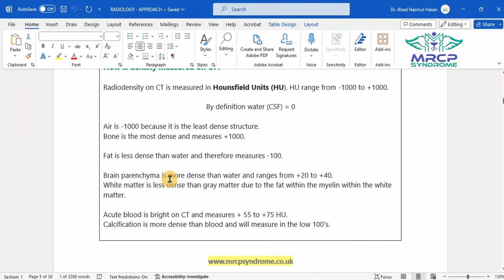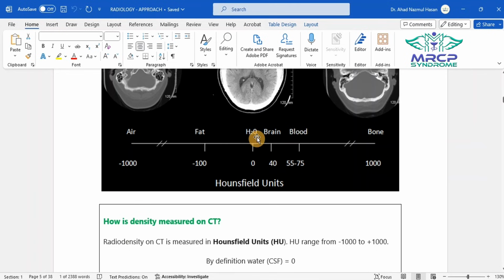Brain parenchyma is more dense than water and ranges from +20 to +40. White matter is less dense than gray matter due to the fat within the myelin. Acute blood is bright on CT, measuring +55 to 75. Calcification is more dense than blood and will measure in the low 100. Water and CSF are at the central point, or 0.